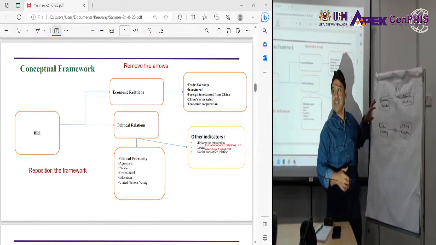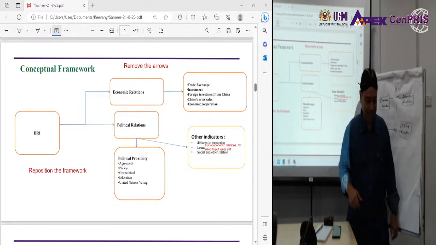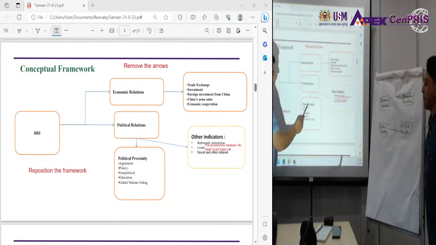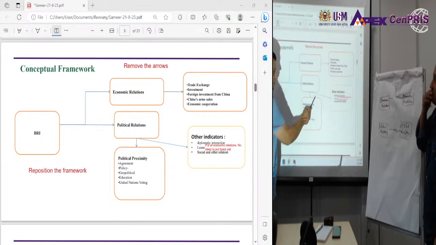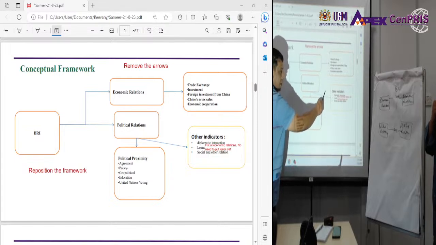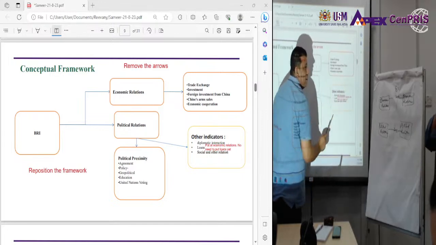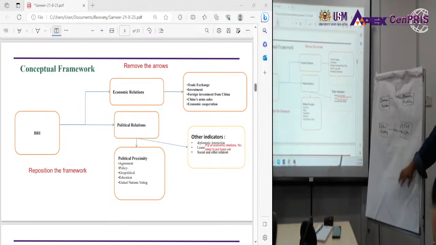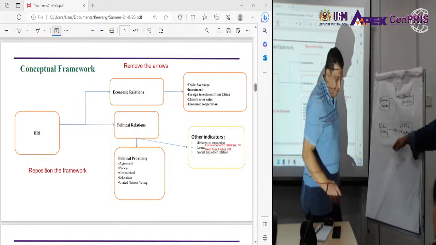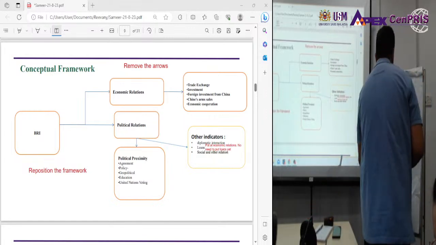What you're doing is actually your research framework, not your conceptual framework. This is your research framework. Okay, where's political proximity? If I make this one here, this political, no, sorry, I will remove political proximity and put all the political relation indicators here. Then I will make political proximity. Okay, you explain it here. Draw down here or on another flip chart.